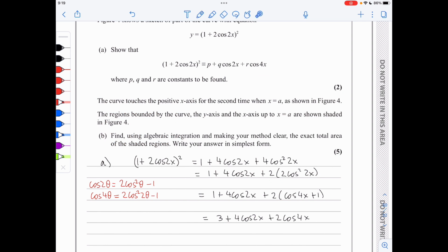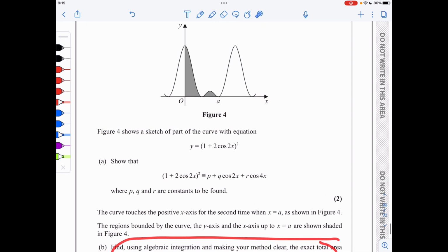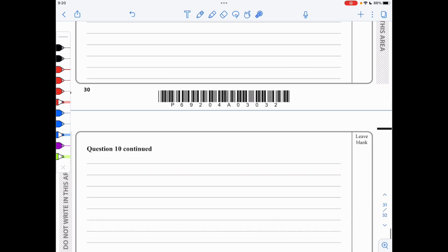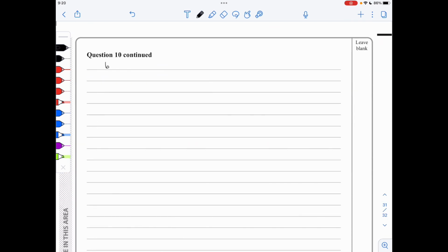In part B, we need to find the shaded area in the graph here using algebraic integration. So we're looking at this area here. We need to start by finding the value of a, and the value of a can be found by setting y is 0 and picking the second positive solution, because the first one will be this one here. So let me start by setting y to be 0, which means that I need to solve 1 plus 2 cos 2x is 0.